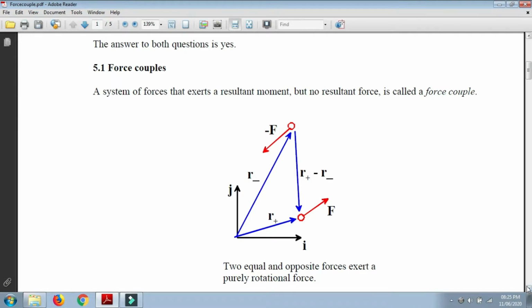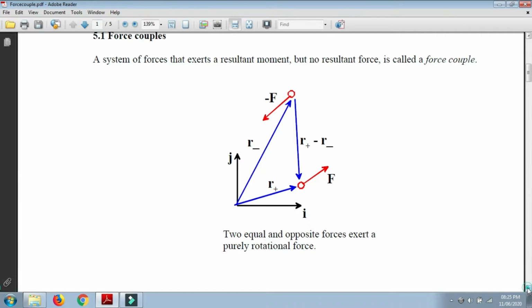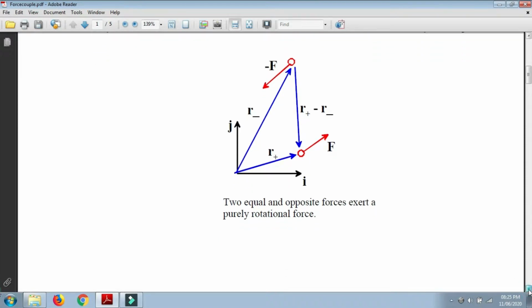Can you guess any example? Yes, when you are driving your vehicle, the steering wheel, you are generating couples while rotating it. A very simple example. More examples will come. Let's see.